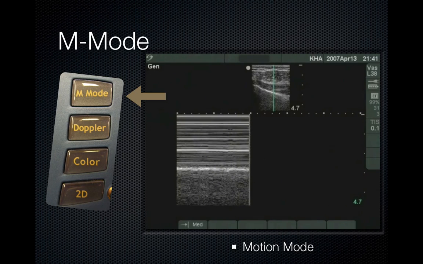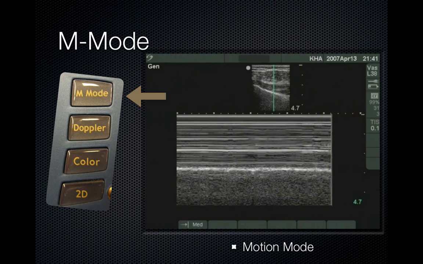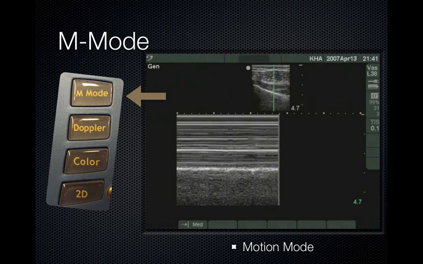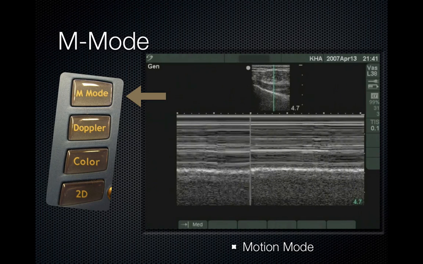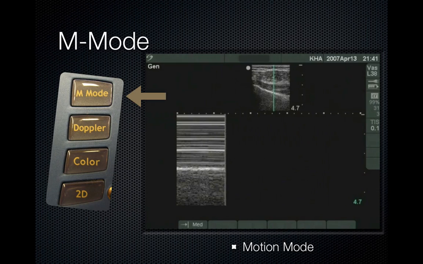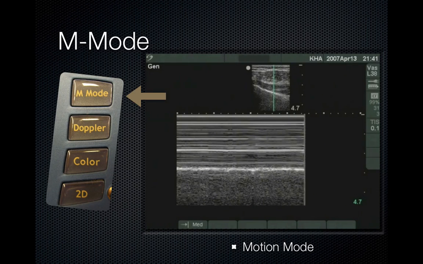In this case, we're seeing evidence of the M mode line through the pleura. When the M mode button is pushed a second time, evidence of sliding can be seen in what we call the seashore sign, or waves coming into the beach.